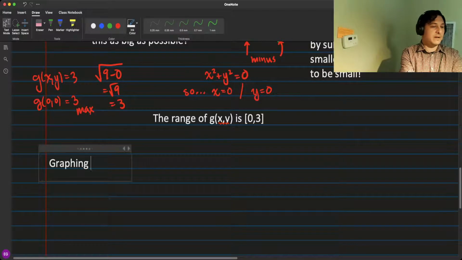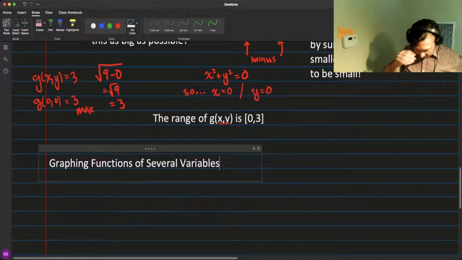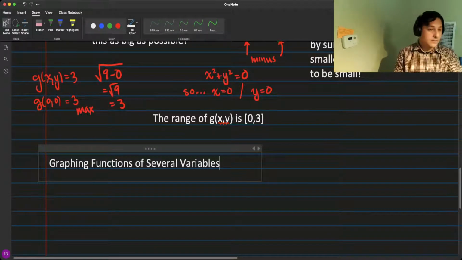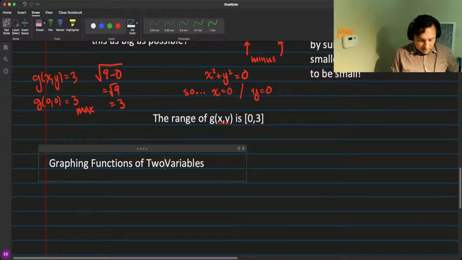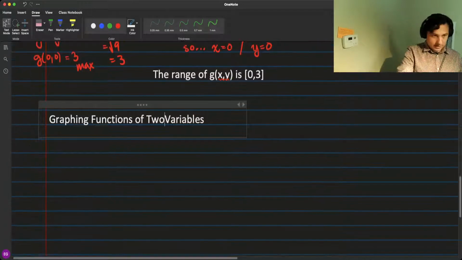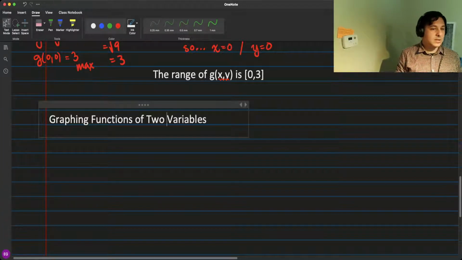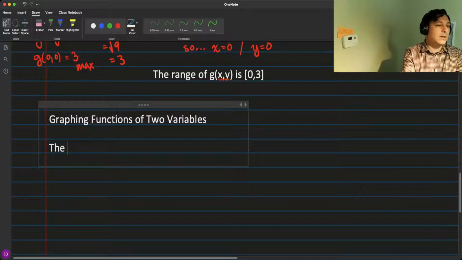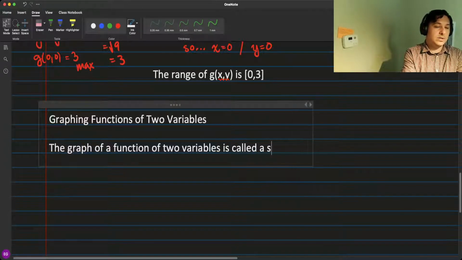Let's talk about graphing functions of several variables. Okay, or of 2 variables, because we're looking at stuff that takes you from the plane to... Okay, so I guess we should start by saying that the graph of a function of 2 variables is called a surface.